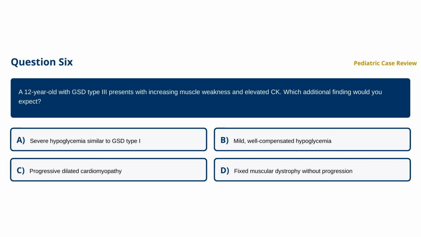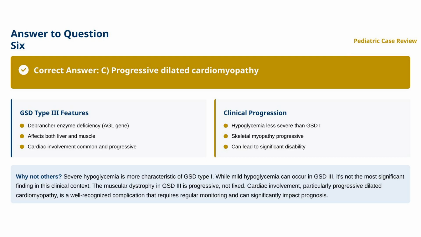Consider the clinical features and natural history of GSD type 3, also known as Cori disease or Forbes disease. Think about how this debrancher enzyme deficiency affects both liver and muscle tissue and what complications typically develop over time. The correct answer is C. Progressive dilated cardiomyopathy. GSD type 3, caused by debrancher enzyme deficiency in the AGL gene, affects both liver and muscle tissue. Cardiac involvement is common and typically progressive over time.